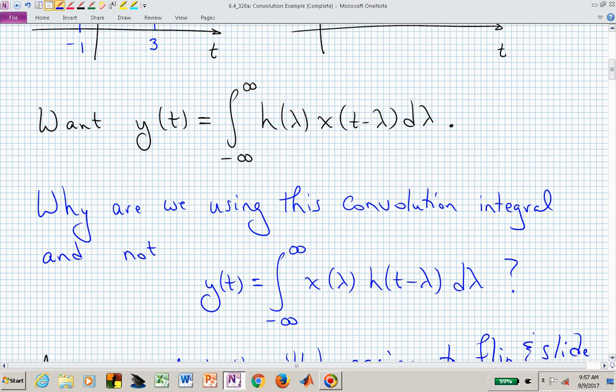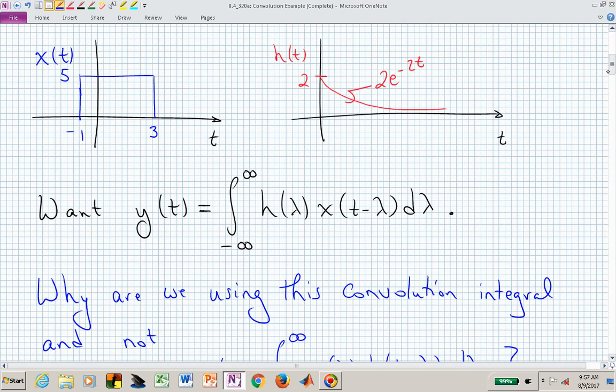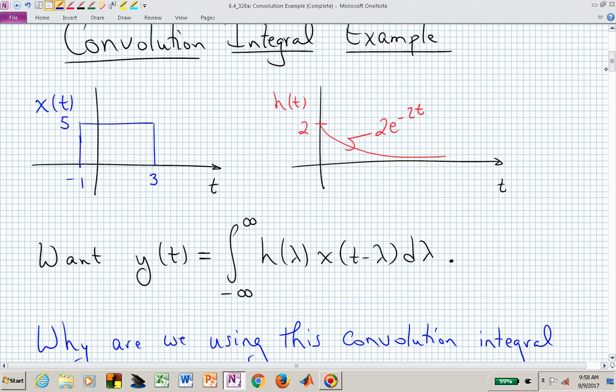and that's what convinced me to use the top convolution integral expression versus the bottom convolution expression on the screen now. So now that we have that in place, let's start finding what we need to put in the integrand of this convolution integral. We need h of lambda. We're given h of t, and we need x of t minus lambda, and we're given x of t.